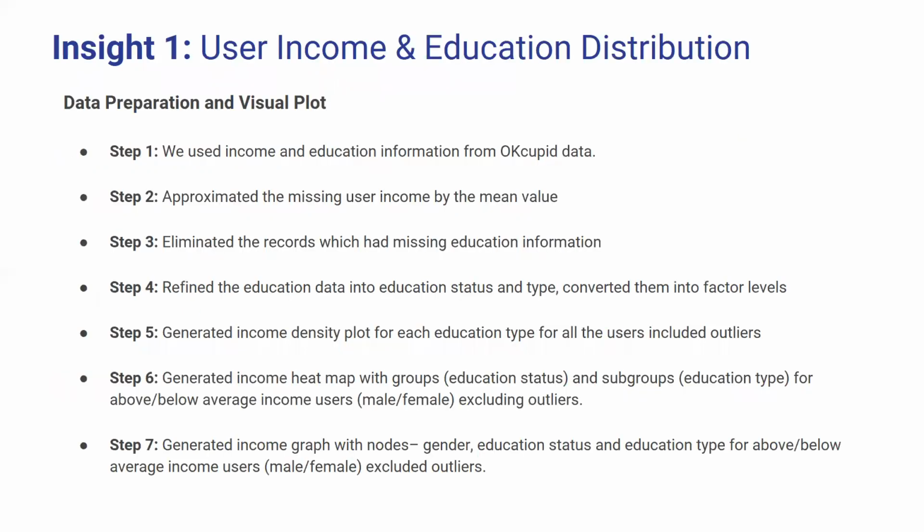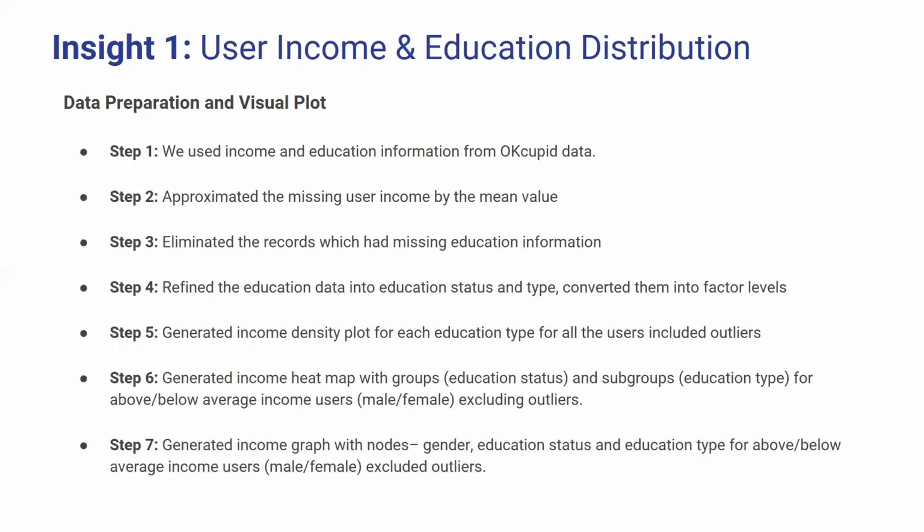So let's look at the first insight. Hi, Marina. Thank you very much. This is the first insight, which is about the user income and education distribution. So we basically explored the data to find out what is the relationship between income and education and how it can be used by the sales and marketing teams to enhance their operations and planning.